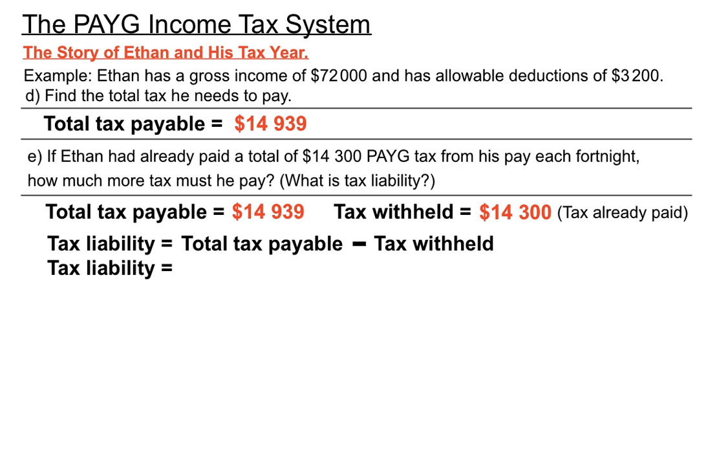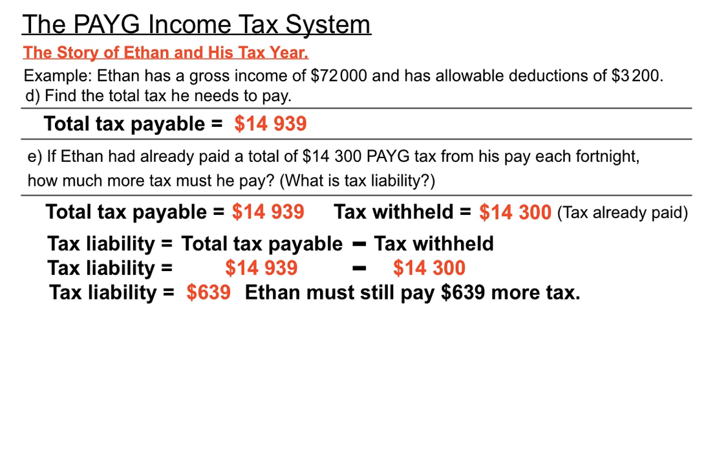So put those numbers in there. Total tax payable was $14,939. We have his tax withheld, which is the amount that the boss sent to the tax department through the year, and we subtract that and we figure out that his tax liability is still $639. So in sentence form we would say that Ethan must still pay $639 more tax.